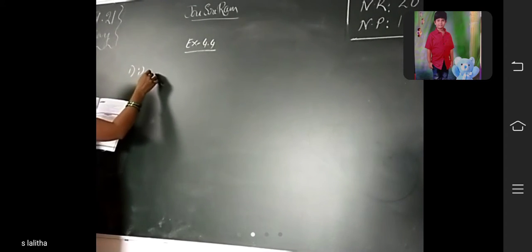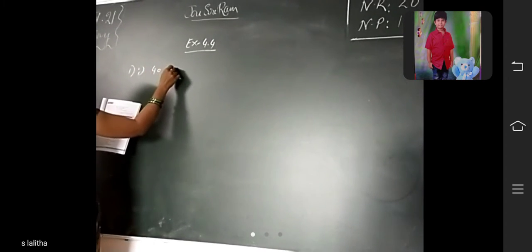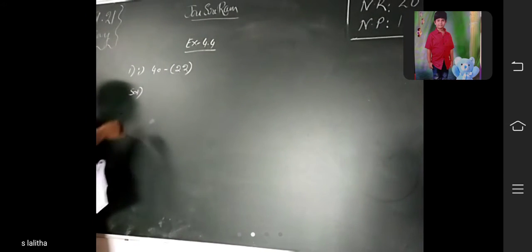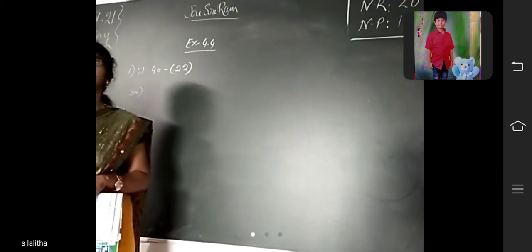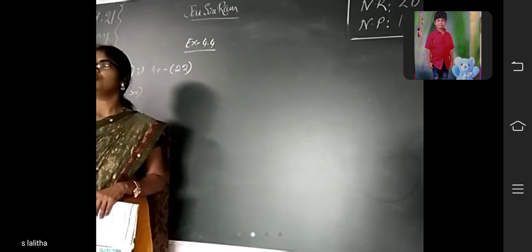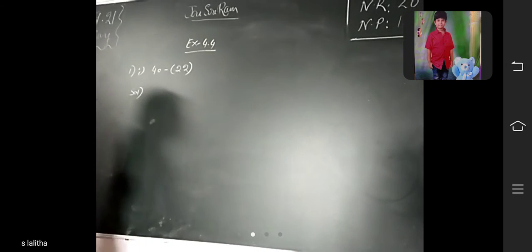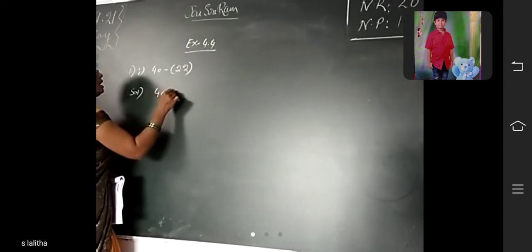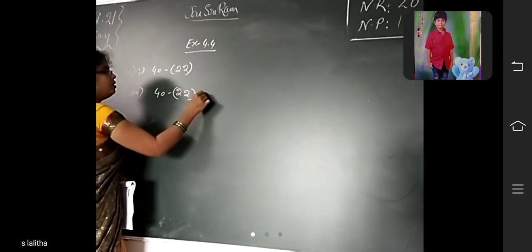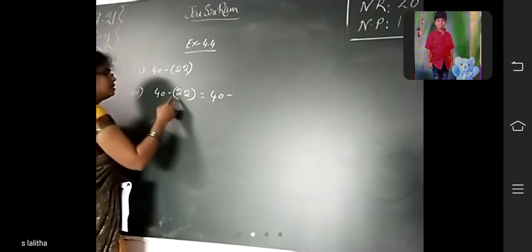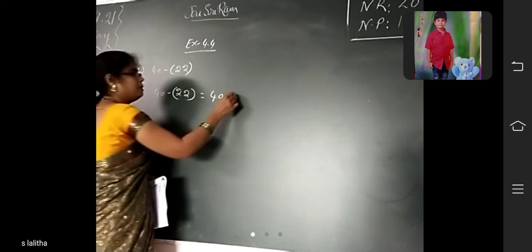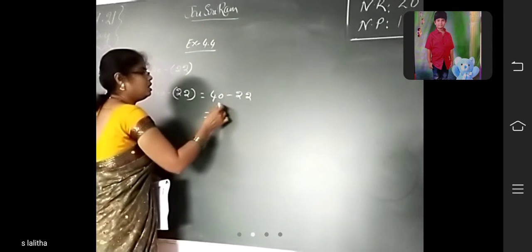First one, you have to find 40 minus 22. What can you do? First you should remove the brackets. So 40 minus 22, how can you write? 40 minus. Remove the brackets. Minus or plus? What is that? Minus only. 40 minus 22.